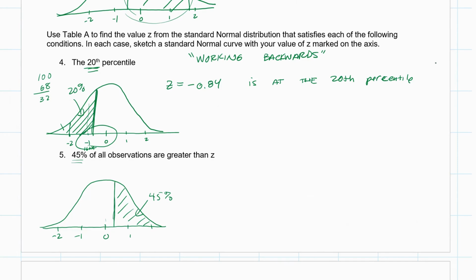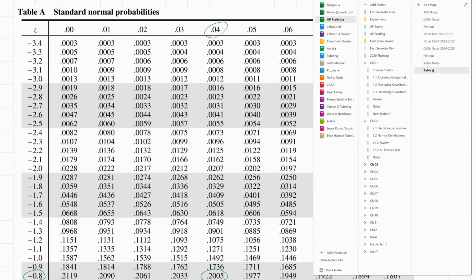The table only works with the area below it. Remember, the table says this is how much is below or to the left of that z value. If 45% is here, 55% is there. And that's the number that we're going to have to look up in the middle of the table. So let's switch one more time over to the table.